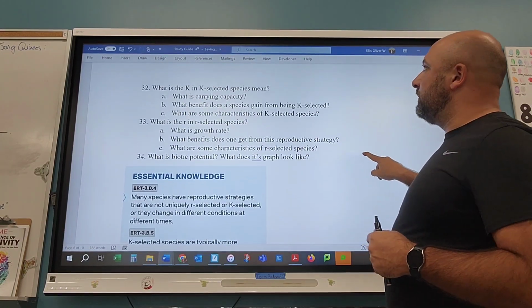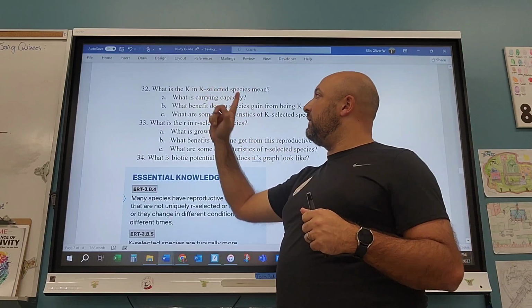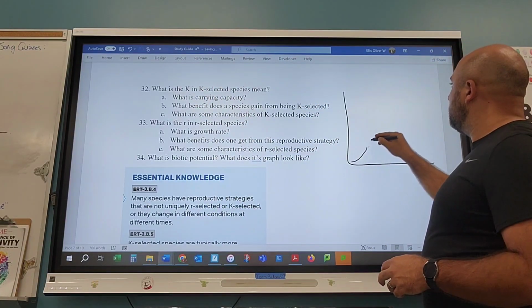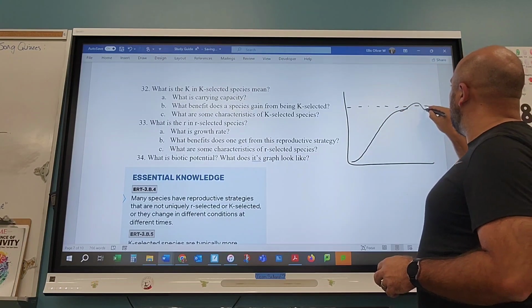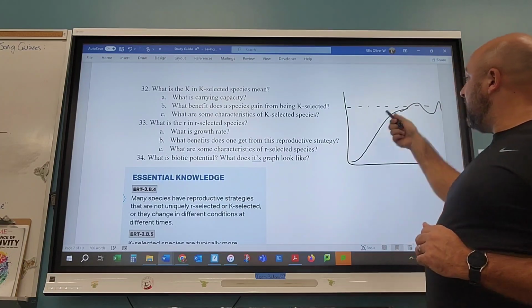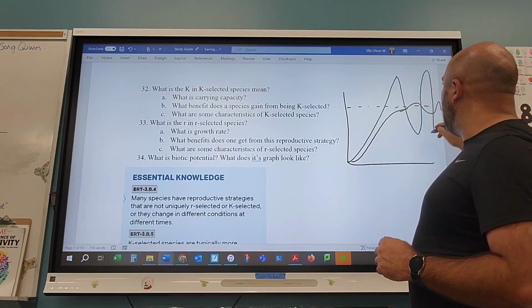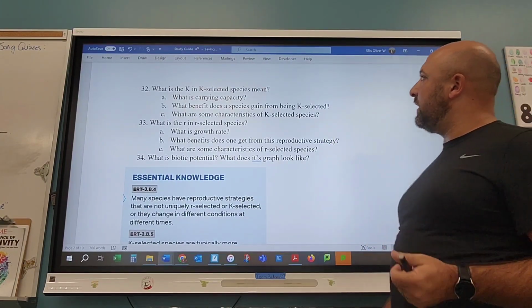There's a lot of stuff in this unit. All right, what does the K in K-selected species mean? That's carrying capacity. What is carrying capacity? That is the level that a population cannot surpass. If it goes above it, it dies off and goes back down. You can either hang with that carrying capacity, or you can go above it and die, and above it and die, like R-selected species. But K-selected just means it stays near the carrying capacity.